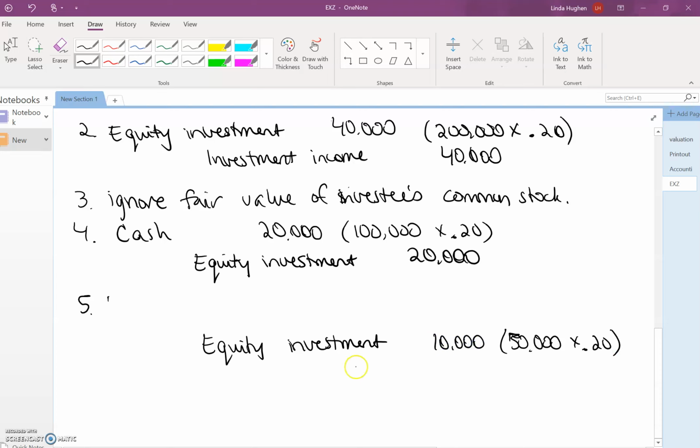So I credited my asset equity investment. What's the other side of this journal entry? I'm going to debit investment income to reduce investment income. Six, as of December 31st, 2020, Allied shares have a fair value of $11 per share. What do we do here? We do nothing. Under the equity method, we ignore the fair value of the shares.